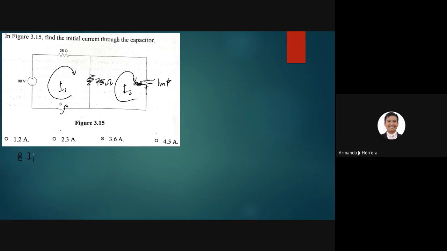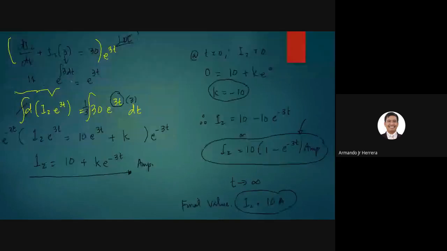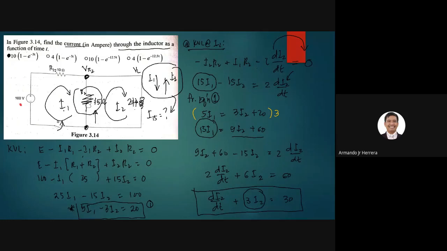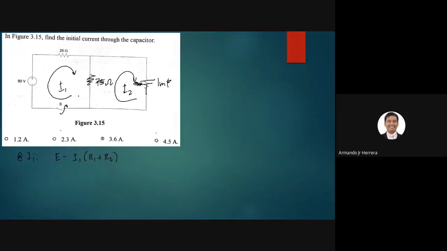So at I1, that's E minus I1 multiplied by R1 plus R2. That's what we have derived kanina. Yung I1 tsaka yung R2 dito. R1 plus R2. And then plus yung inoppose ni I2. So that's plus I2 R2 is equal to 0.